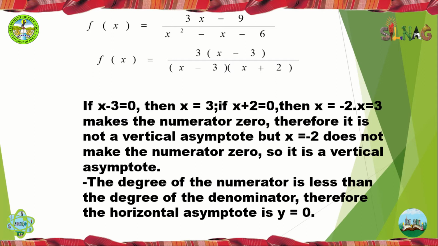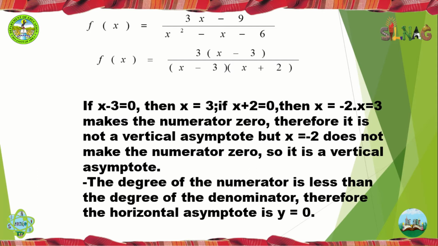So if x minus 3 is equal to 0 in the denominator, then x is equal to 3. If x plus 2 is equal to 0 as the second factor of the denominator, then x is equal to negative 2. x is equal to 3 makes the numerator 0. Therefore, it is not a vertical asymptote. But x is equal to negative 2 does not make the numerator 0, so it is a vertical asymptote.